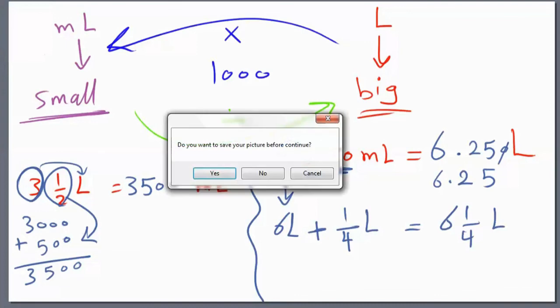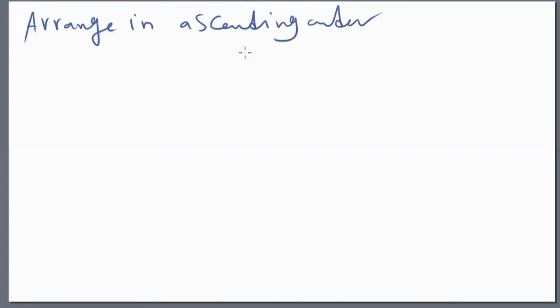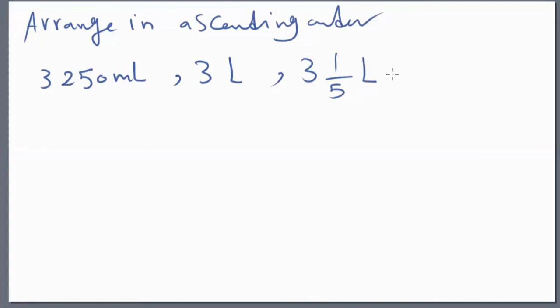Okay, the last example here. Arrange in ascending order: 3,250 milliliter, 3 liter, 3 and fifths of liter, 2 cubic decimeter.